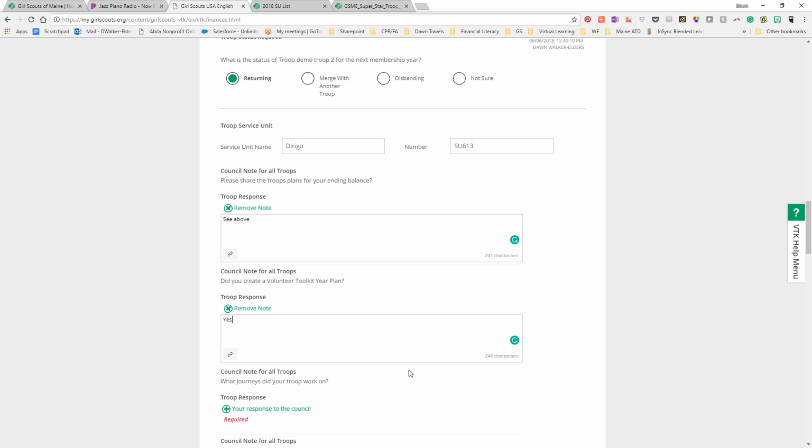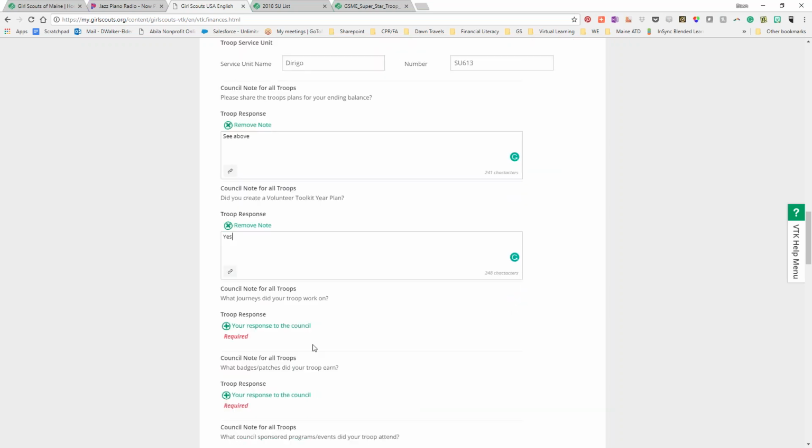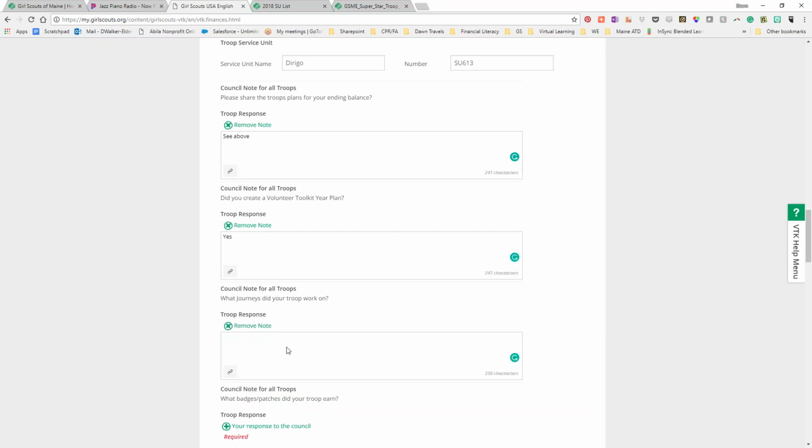And then it's asking if you created a volunteer toolkit year plan. So you can let us know here, and you can tell us the year plan you created if you want to. You don't have to though. And then the journeys your troop worked on.